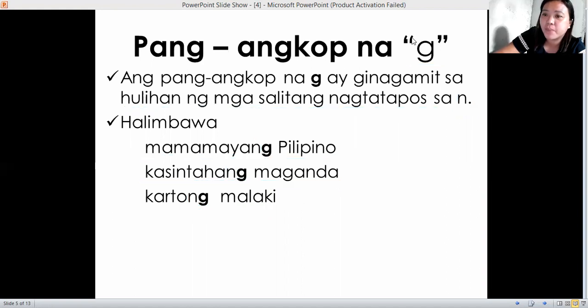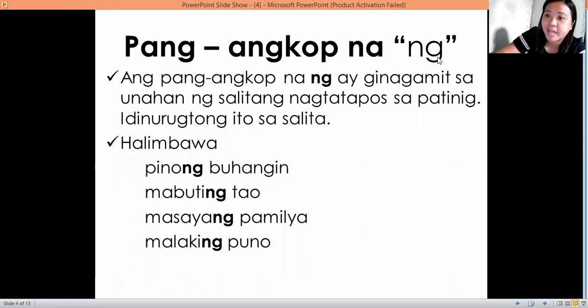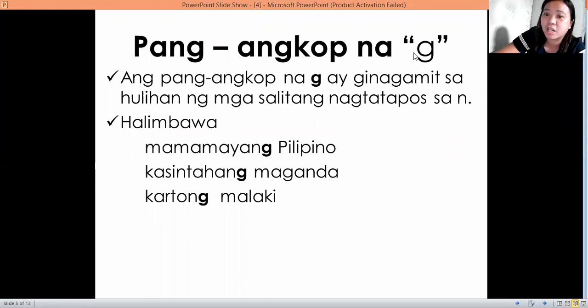Alright, so let's review the three pang-angkops we have. First, we have the pang-angkop na. When do we use it? If the first word ends with a consonant. Next, pang-angkop na ng or nang. When do we use it? Of course, if the first word ends with a vowel. And the last pang-angkop is the pang-angkop na G. When do we use it? If the first word ends with letter N. Okay? So, do you get it?